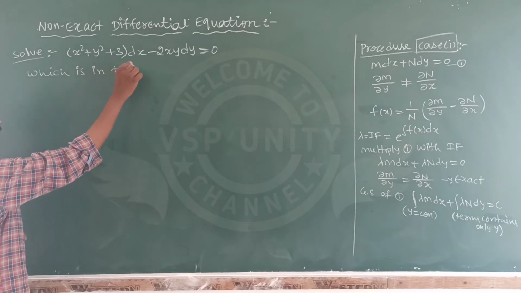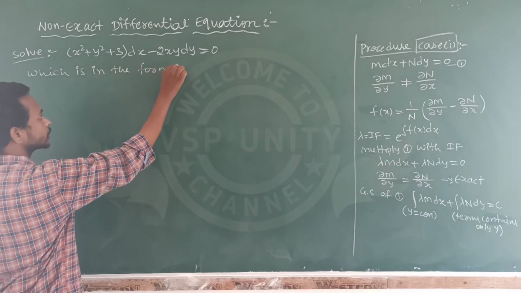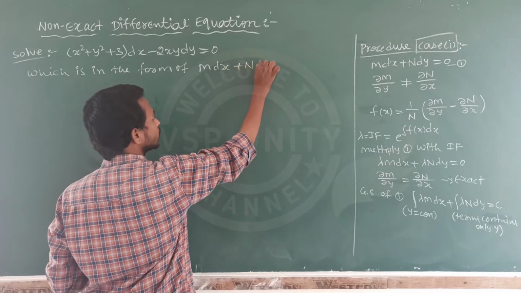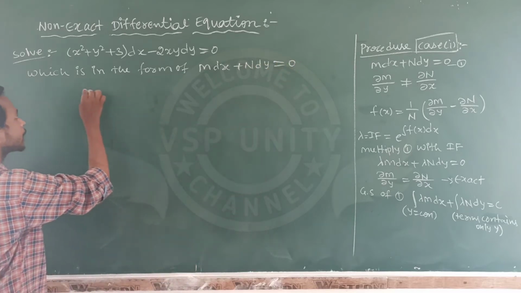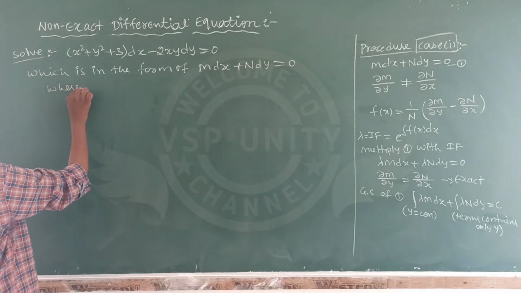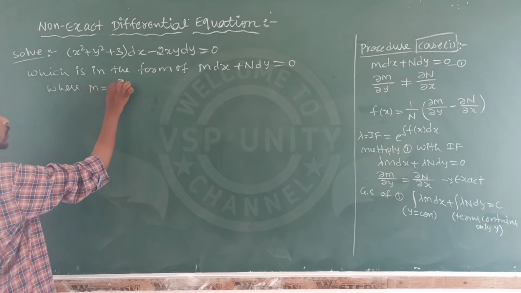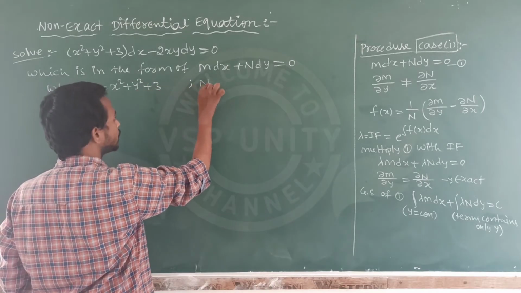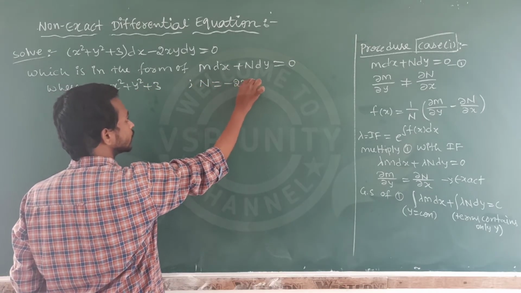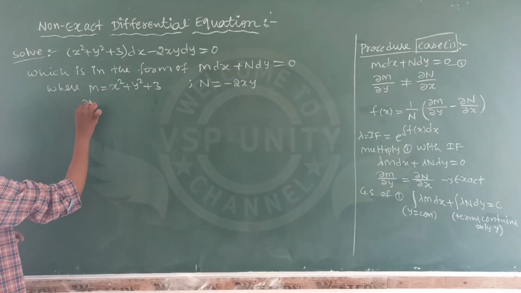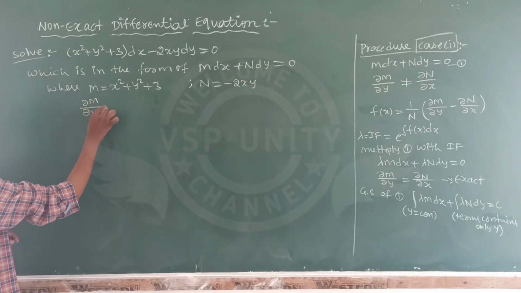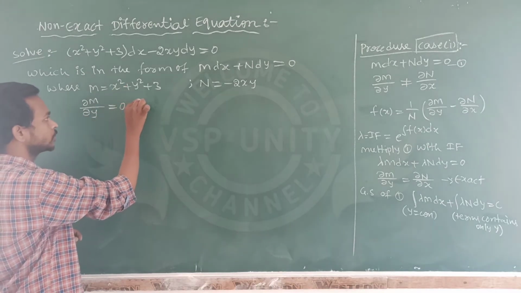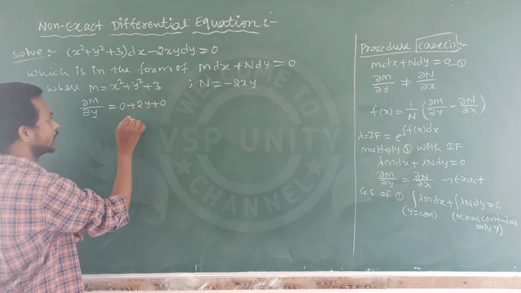So first of all, which is in the form of M dx plus N dy is equal to 0, where M is nothing but x square plus y square plus 3, and N is nothing but minus 2xy. Now I have to find ∂M/∂y, meaning partial derivative with respect to y, x should be constant: 0 plus 2y plus 0, so here it is 2y.